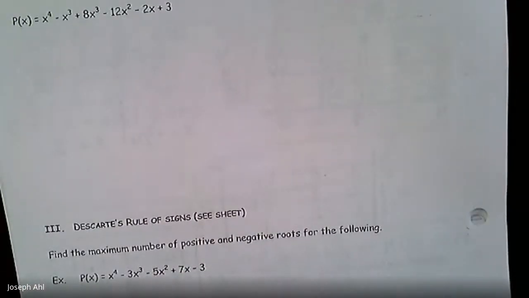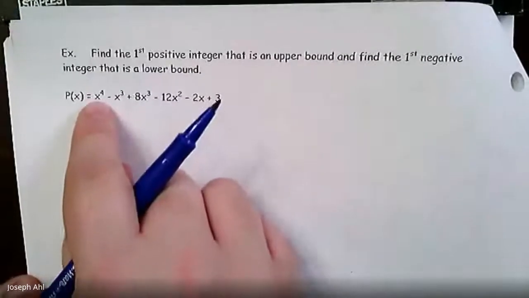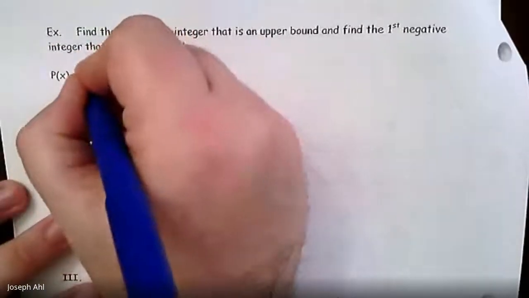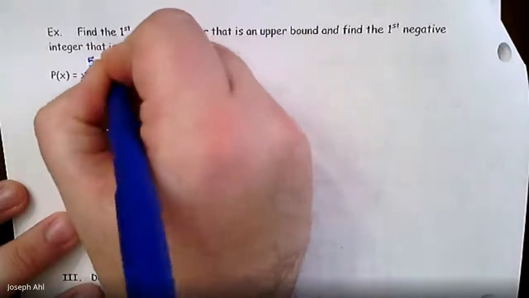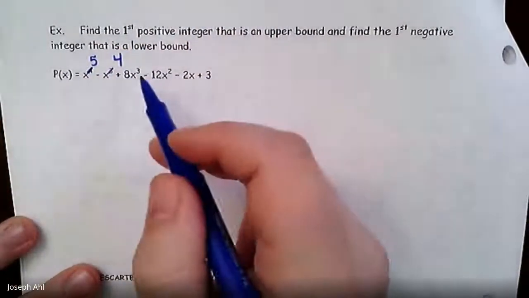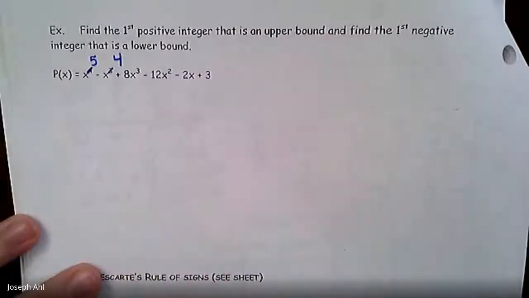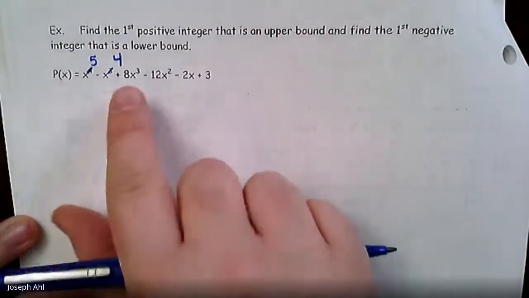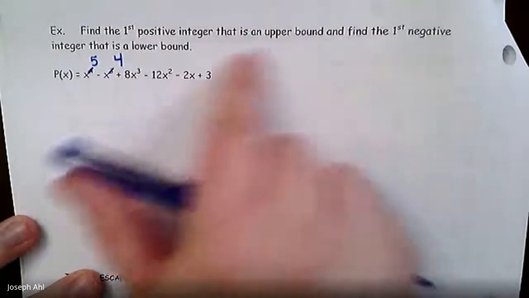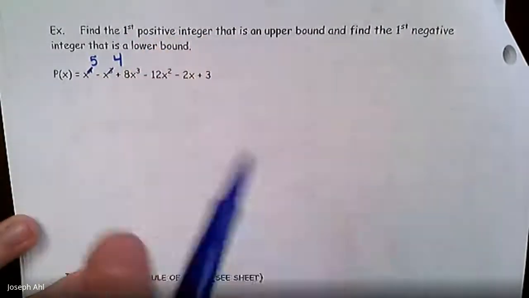First and foremost on the next page, there's actually a typo at the very top. Somehow we have x to the 4th, x cubed, and then x cubed again. It was supposed to start at x to the 5th. And then this term is supposed to be x to the 4th. So if you want to change those for me, we can go ahead and do that. And then we get our x cubed, x squared, x, and constant there. So the directions say find the first positive integer that's an upper bound and find the first negative integer that's a lower bound.